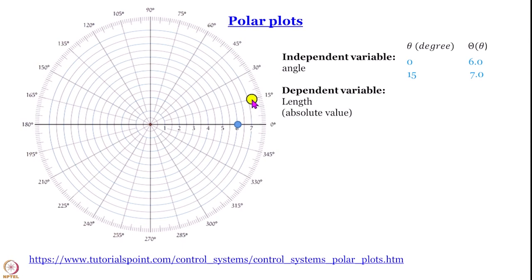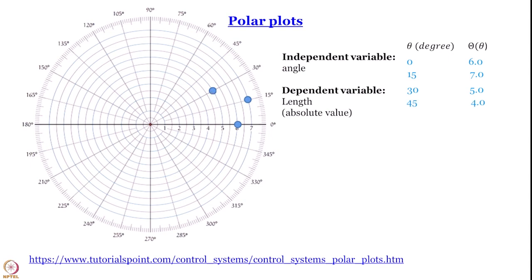Okay? So, this is where it will be, independent variable theta is 15 degrees and dependent variable capital theta has a value of 7. So, this is where the point should come. So, we put the point there. Now, let us say for theta equal to 30 degrees, capital theta is 5. Similarly, go from 0 up to 30 degrees, capital theta is 5. So, read off 5. So, that will be this circle. So, this is where the point should come.